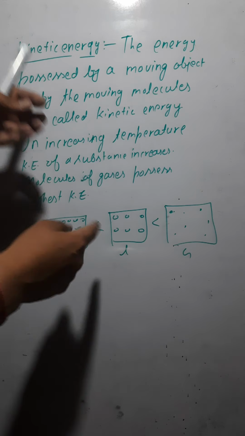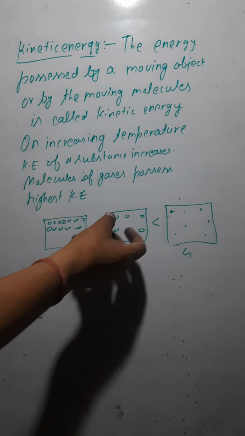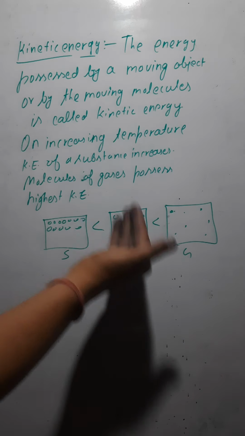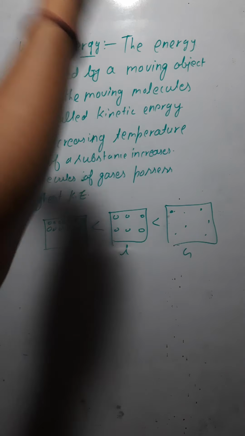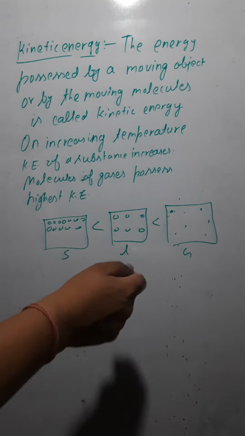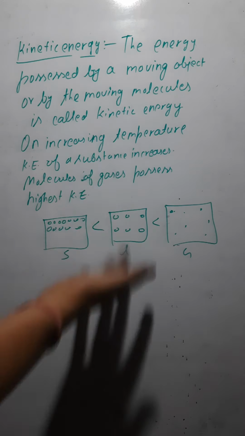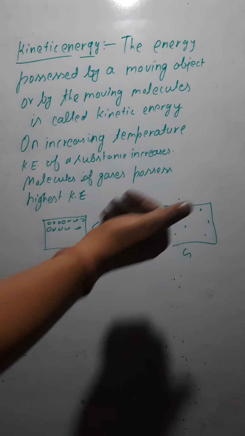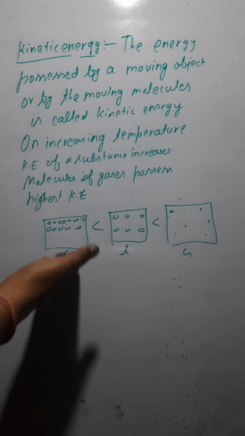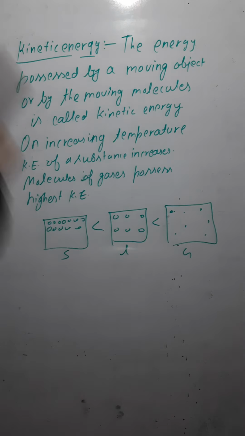Why? Because the particles have more kinetic energy in the boiled water. So if you are increasing the temperature, the kinetic energy of the particles is also increasing. They are moving faster and faster. If they are moving very fast, it means they have more and more kinetic energy. Similarly in the case of gases also, if you increase the temperature, the kinetic energy also increases. That you have to remember.